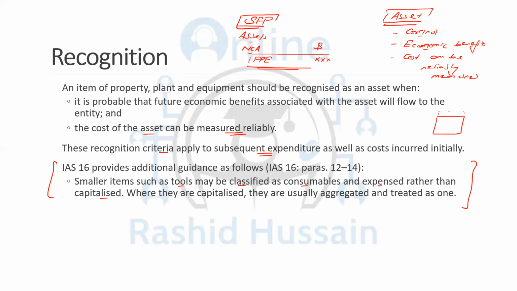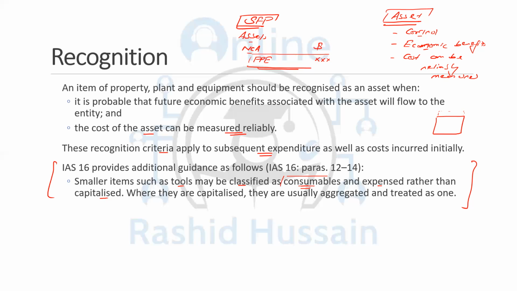So smaller items such as tools, you're not going to capitalize. You're going to treat those as consumables. For example, whenever I'm teaching in class, on campus, not online, I have many things in the class which are consumable. I have the board markers, which are treated as consumables. You're not going to treat board markers as a non-current asset. We have the dusters, cleaners. So smaller items such as tools may be classified as consumables and expensed rather than capitalized.